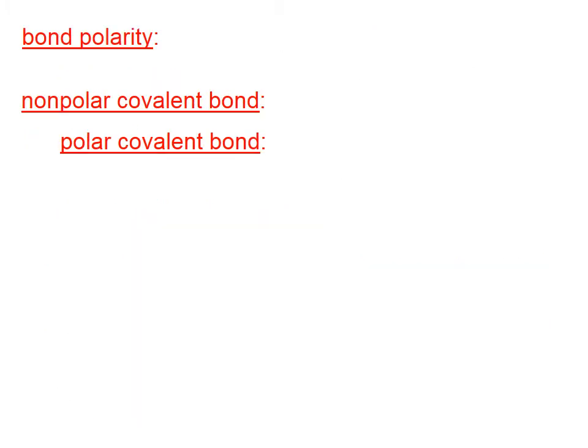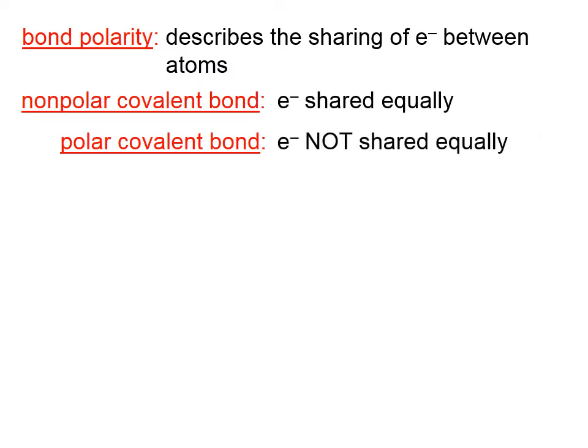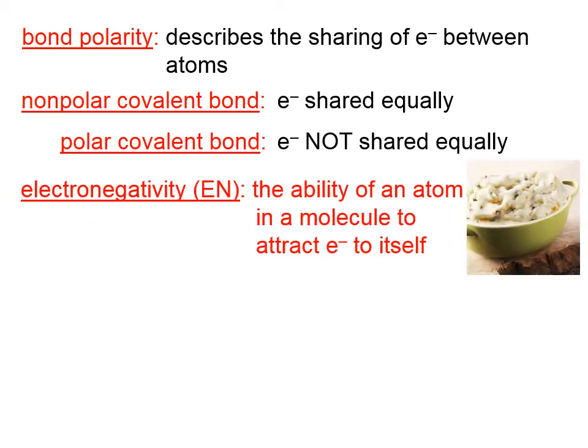The term bond polarity refers to the sharing of electrons between atoms. If the electrons are shared nearly equally, we call that a nonpolar covalent bond. If the electrons are not shared equally, in other words, if the electrons seem to spend more time around one atom than the other in a bond, then we call that a polar covalent bond. The electronegativity, which I'm going to abbreviate EN from now on, is the ability of an atom in a molecule to attract electrons to itself.